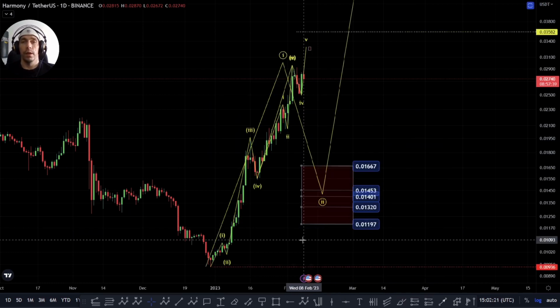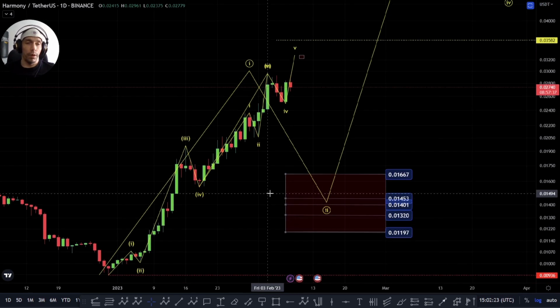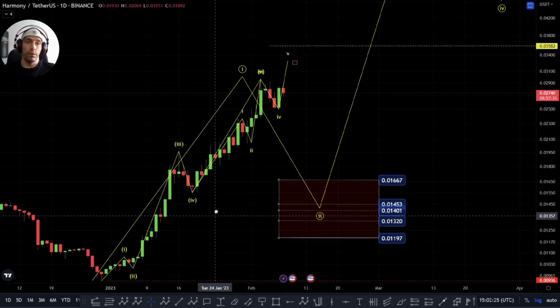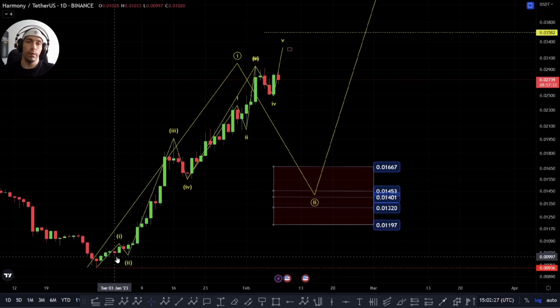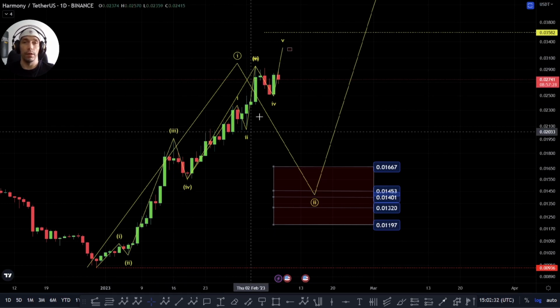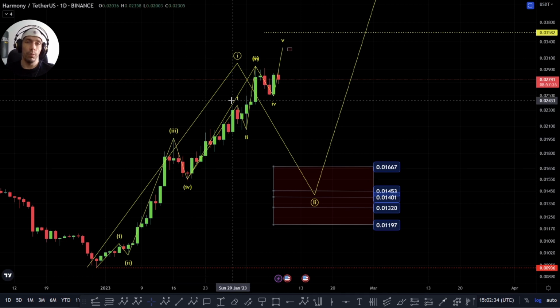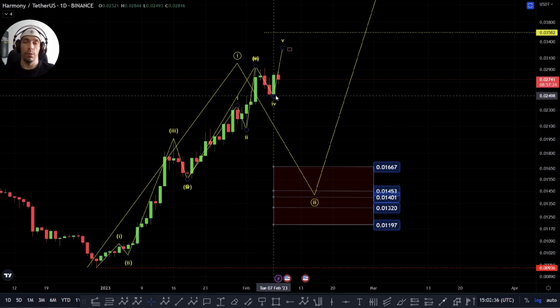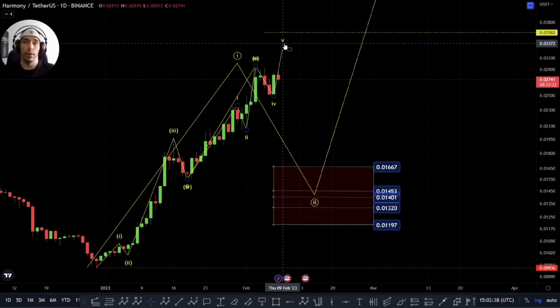And effectively, what we'd be looking for here is something like this. So we can count this in 2 ways. Like I said, either we can count this as an A wave into here, or we can say we're getting extension within the fifth in a diagonal. We would be looking at this whole move into here as a 1, 2, 3, 4, and then potentially this is a fifth to the upside here.